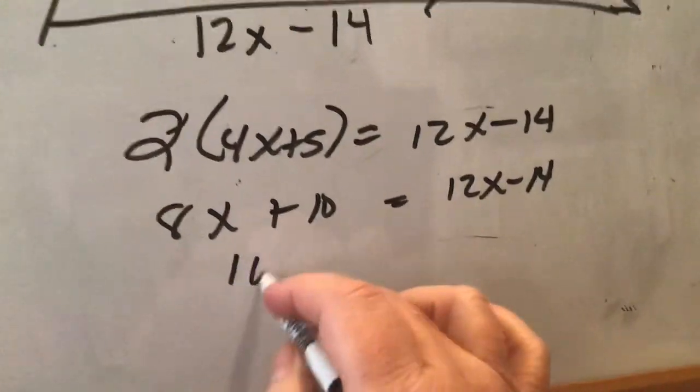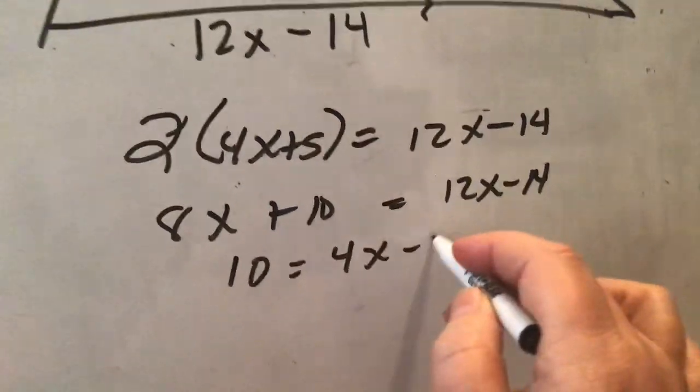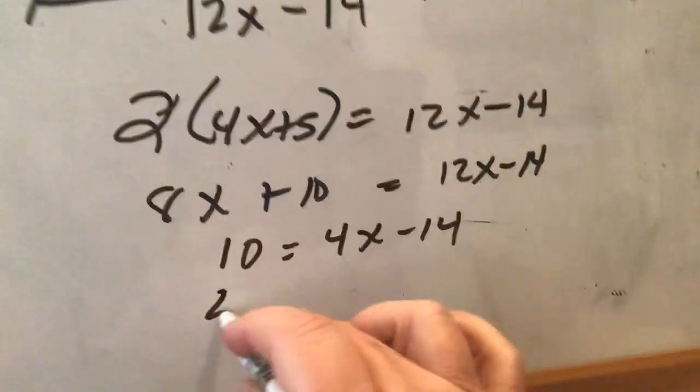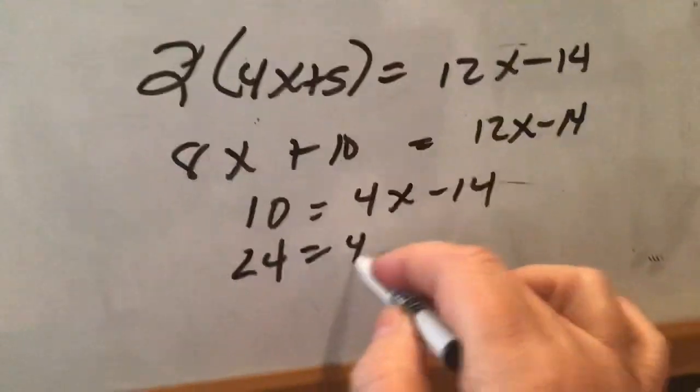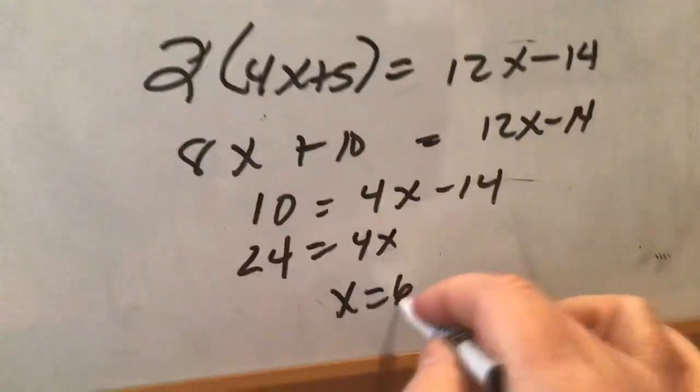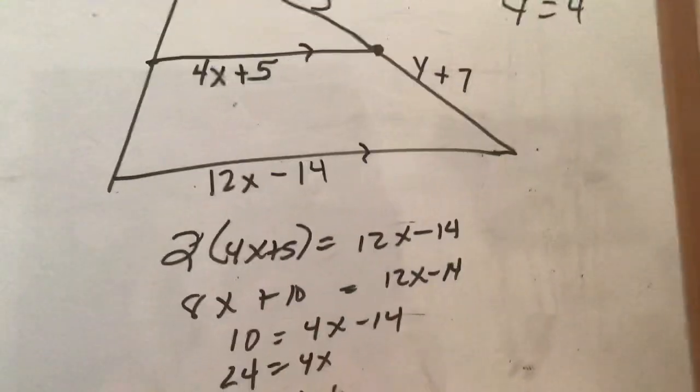Subtract the 8x from both sides. I've got 10 equals 4x minus 14. Add 14 to both sides. I've got 24 equals 4x, and x equals 6. So you're going to have some problems like that.